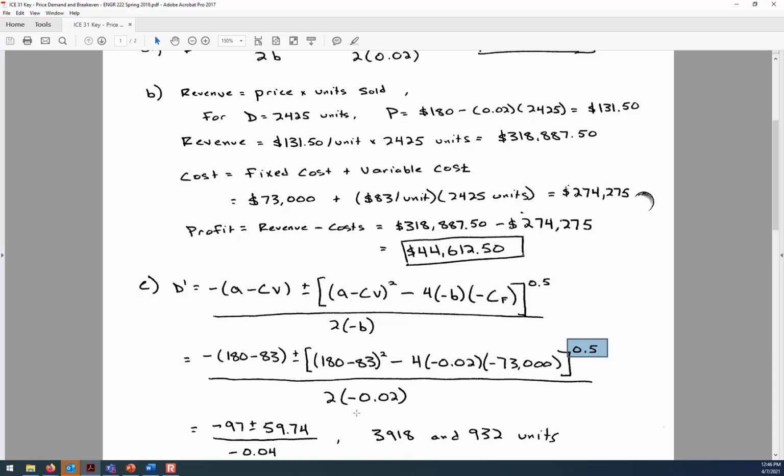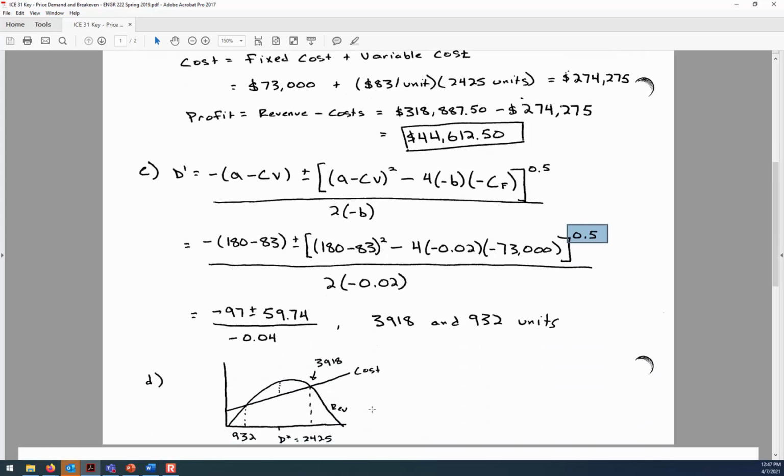So 932 units is the beginning of our profitability, and 3918 is the end of our profitability. And if you sketch what that might look like, then here is that figure and what it looks like. All right, well, it's 12:47. I'd hoped to basically show you how we could set this up with Excel, but that's not necessarily something you have to do. It can be solved by hand.